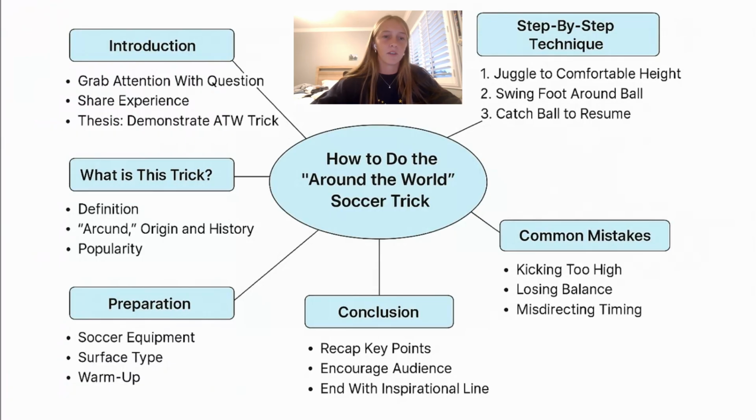The next section I have is, what is this trick? This branch defines the trick and gives context. I'll explain that around the world is a freestyle soccer move where the player loops their foot around the ball midair during a juggling sequence. It's popular in street soccer and freestyle competitions, and it looks impressive, but it's totally learnable with practice.